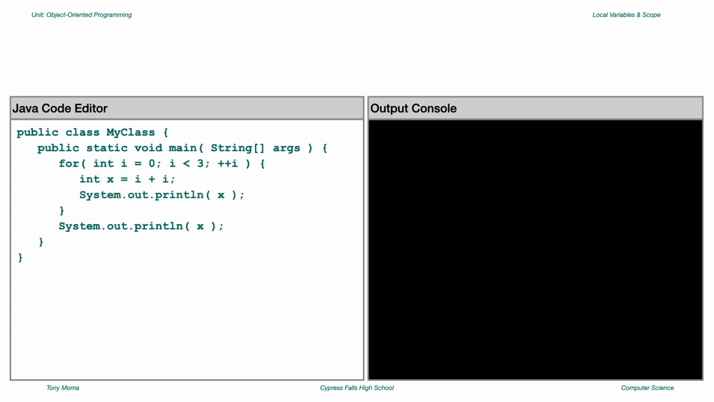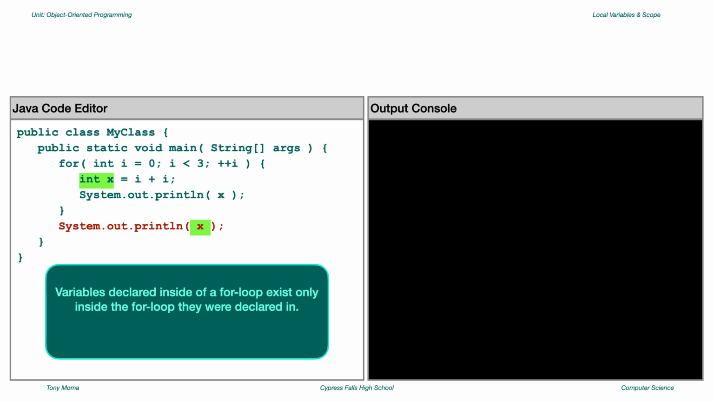Similarly, consider this for loop. Here, inside the for loop, we declare a variable named x. Then we attempt to print it out after the for loop. Once again, this last line would not compile because variables declared inside of a for loop exist only inside the for loop they were declared in. Or in other words, their scope is also just the for loop. Thus, trying to access it outside of the for loop will cause a compiler error.